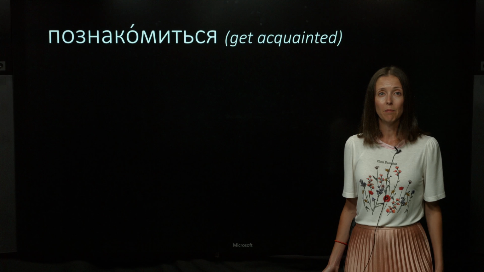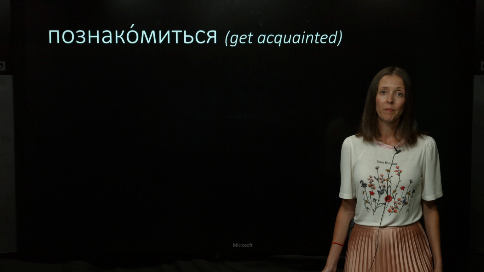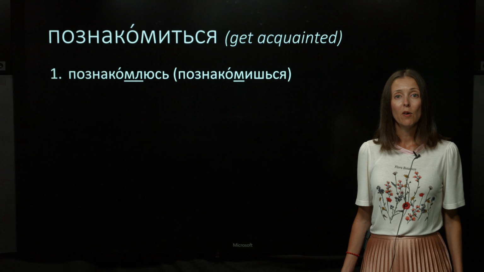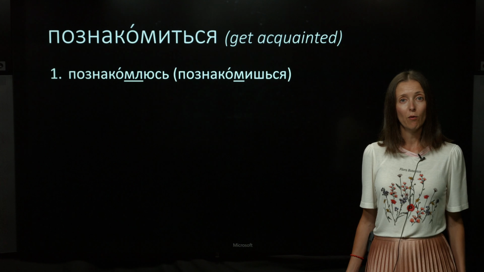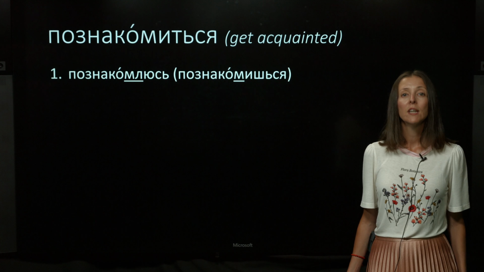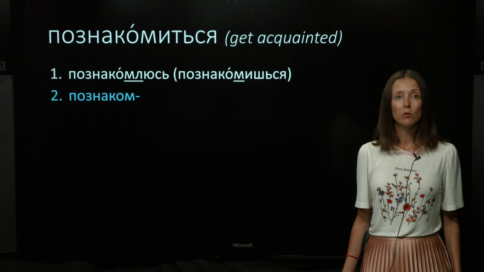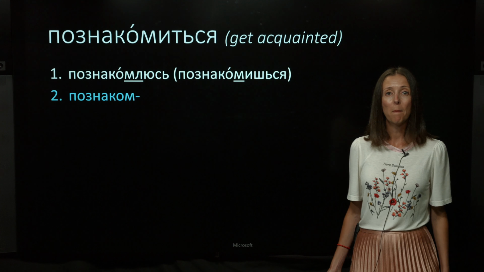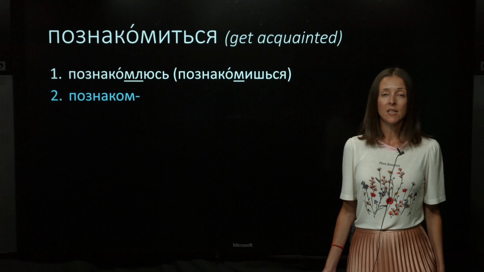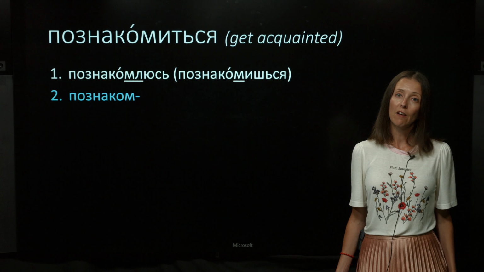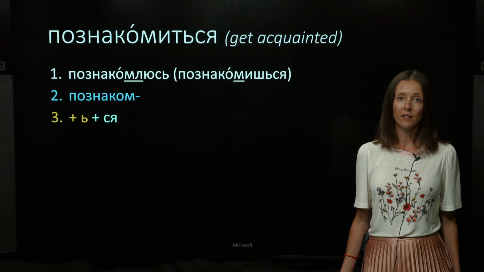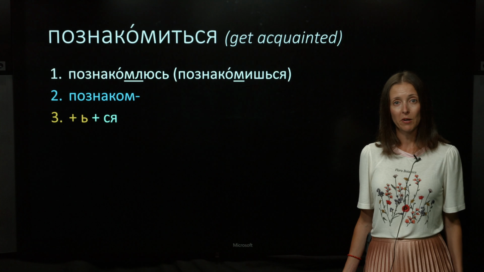And our last example, the verb познакомиться. It's a reflexive verb with a consonant mutation in the я form. Я познакомлюсь, ты познакомишься. To form the imperative, we will use the stem of the ты form, познаком. Since the ending here is not stressed in the я form, we will add the soft sign, followed by the reflexive particle ся.